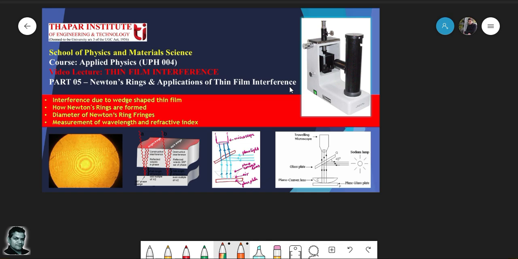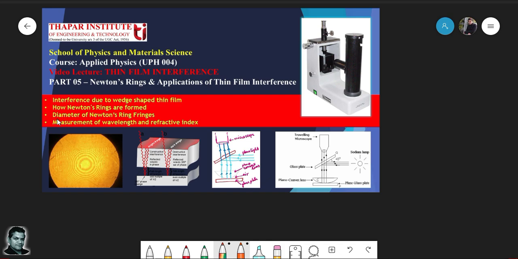So the Newton ring is basically an application by itself of thin film interference, where the thin film that is involved is a wedge-shaped thin film. And we have already discussed the interference in case of a wedge-shaped thin film in the last lecture. So today we will talk about how the Newton's rings form.